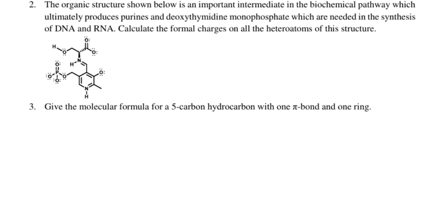The organic structure shown below is an important intermediate in the biochemical pathway which ultimately produces purines and deoxythymidine monophosphate, which are needed in the synthesis of DNA and RNA. Calculate the formal charges on all the heteroatoms of this structure. So heteroatoms, atoms other than carbon and oxygen, since we know organic chemistry focuses on those.